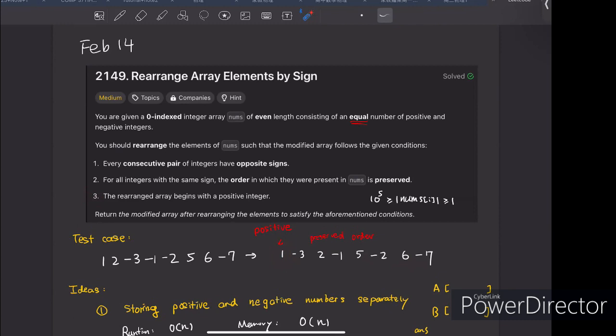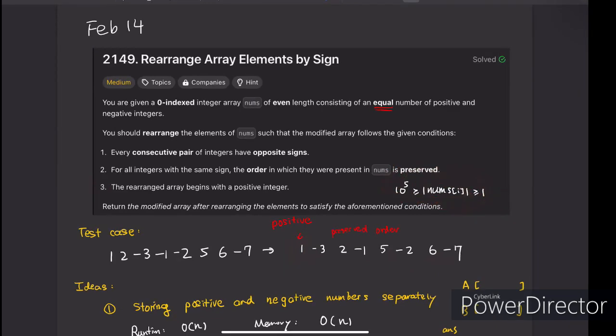Notice that there are some constraints of the test case. They said the absolute value of nums[i] should be greater than or equal to 1. It means we won't meet 0.